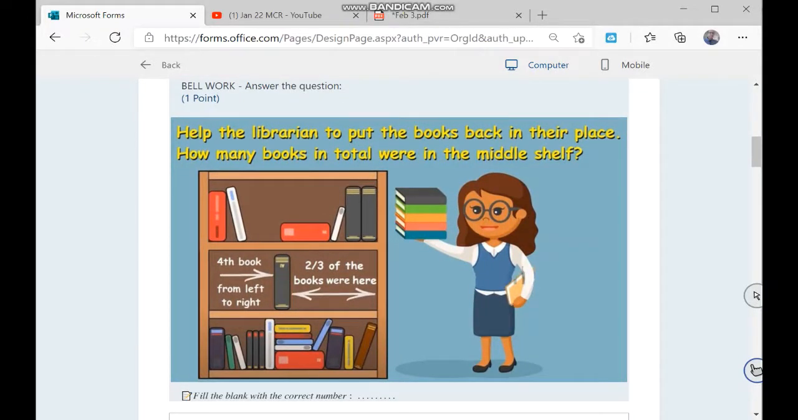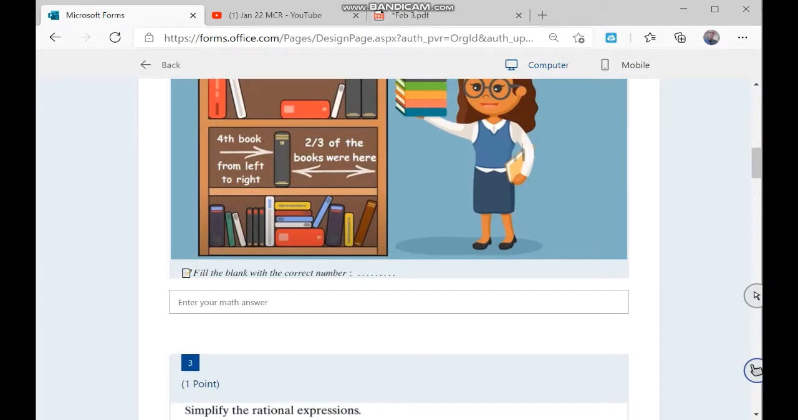Help the librarian. How to put the books back in their place. She needs to know how many books in total were here before. We know that the book that's left was the 4th book from left to right. And on the right hand side, you're going to have 2/3 of the total amount of books in the shelf.